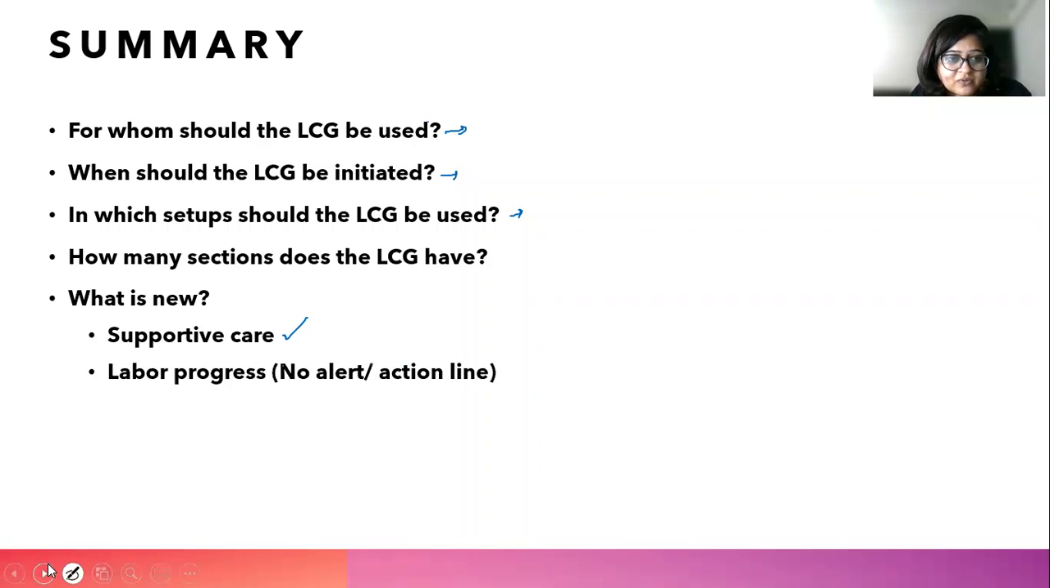Then what else is new? The labor progress does not have an alert or action line. It has a new, different sort of thing now. We start at 5 centimeters, and for 5, 6, 7, 8, 9 centimeter, we can wait here for 6 hours, here for 5 hours, here for 3 hours, here for 2.5 hours, and at 9 centimeter we can wait for 2 hours. So I hope this is clear.